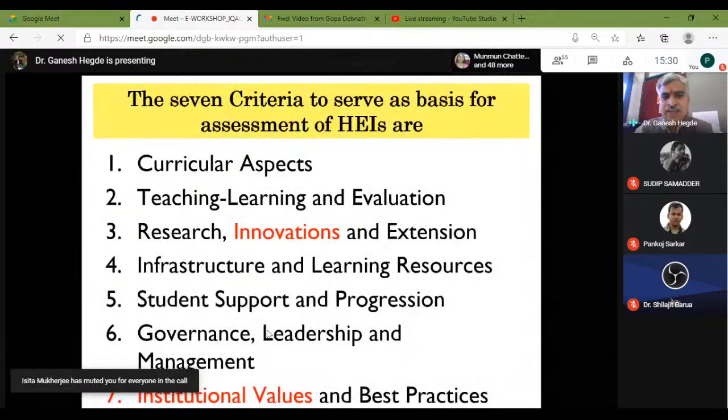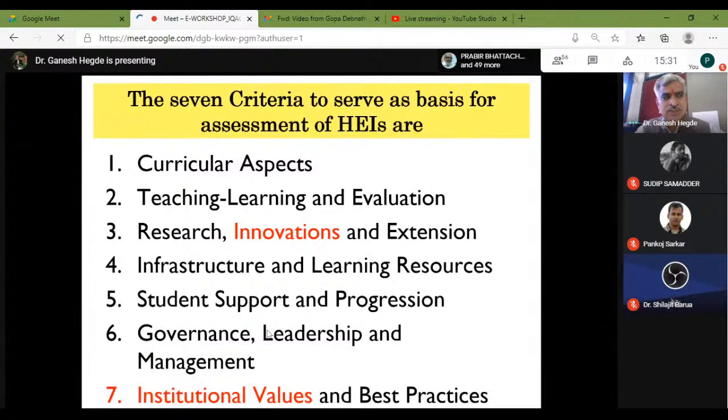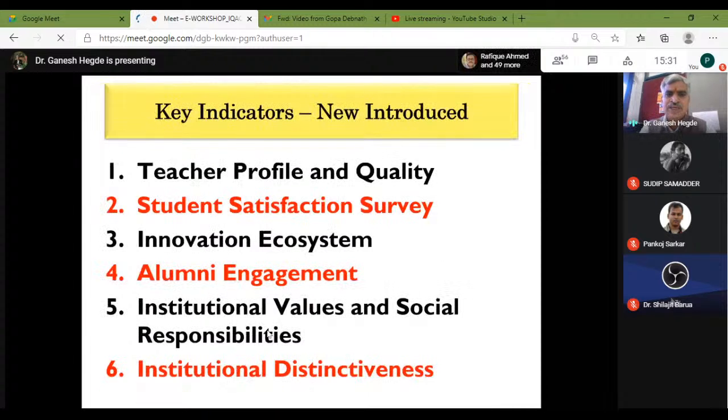What are all the criteria? There are 7 criteria: curricular aspects, teaching, learning and evaluation, research, innovations and extension, infrastructure and learning resources, student support and progression, governance, leadership and management, and institutional values and best practices. What are all the new key indicators that have been added to the quality indicator framework? Teacher profile, student satisfaction survey, innovation ecosystem, alumni engagement, institutional values and social responsibilities, and finally institutional distinctiveness, how you differ from other institutions.